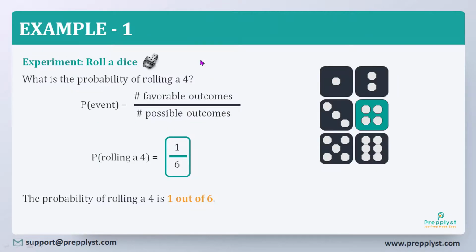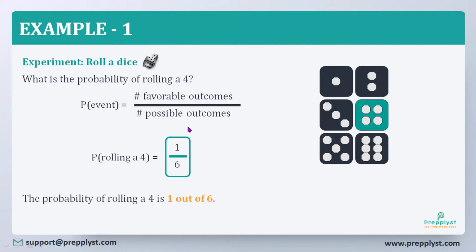Now let's take the first example, especially with respect to dice. When you roll a dice, you can see 6 numbers on the sides of a dice. On one side it will be 1, then 2, then 3, then 4, then 5, then 6. So what is the probability of rolling a 4? As you can see, you can have only one 4. So out of the 6 possible outcomes, 4 is the favorable outcome.